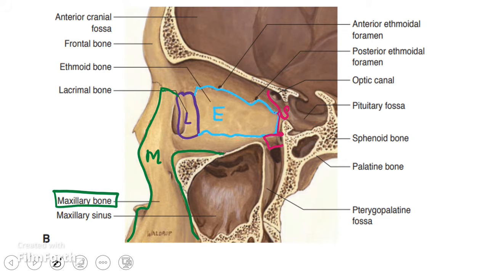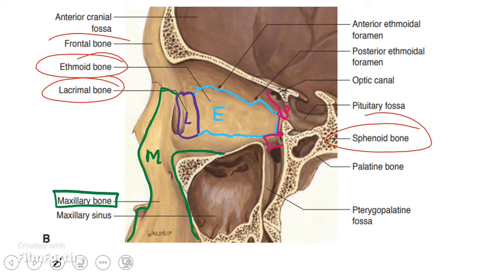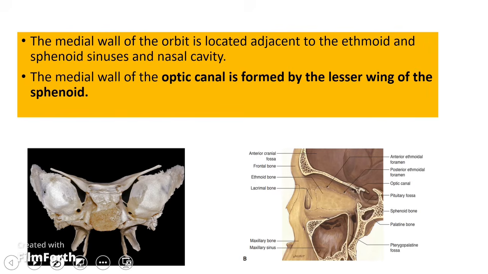Now this should be more clear in this diagram. You can see the green one is the maxillary bone, and to be more specific, it is the frontal process of the maxillary bone. The purple thing or the violet thing is the lacrimal bone. The blue color labeled bone is the ethmoidal bone, and the pink one is actually the sphenoid bone, or the lesser wing of the sphenoid bone, which is forming the medial wall.